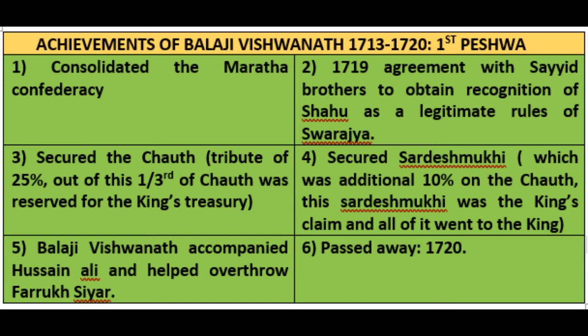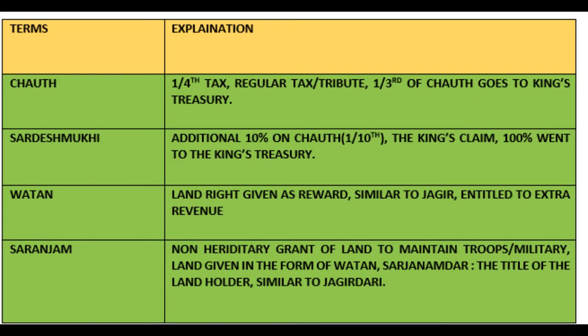Number 2, 1719 agreement with the Sayyid brothers to obtain recognition of Shahu as legitimate ruler of the Swarajya. Number 3, secured the Chauth, which was a 1/4 tax, that is, regular tax or tribute. It came to about 25%. Out of this, 1/3 of the Chauth was reserved for the king's treasury. Number 4, secured Sardeshmukhi. Sardeshmukhi was an additional 10% on the Chauth. This Sardeshmukhi was the king's claim and it went to the king's treasury straight away.